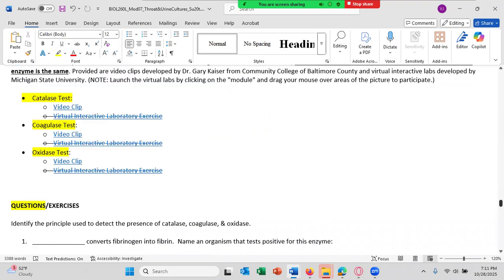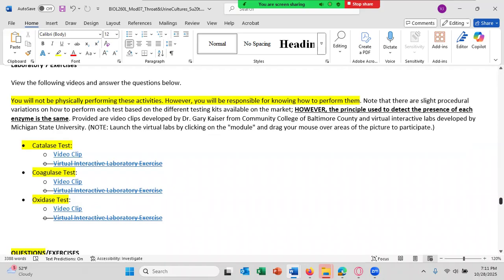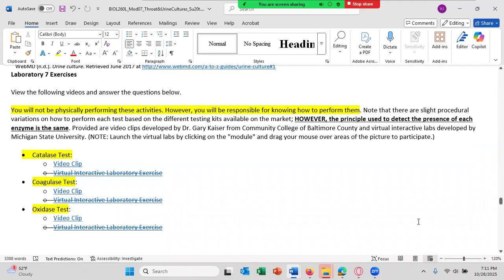We're going to be doing an online class, so there's not a whole lot to do, but you will not be physically performing any of these activities, but you will be responsible for knowing how to perform them and interpret them. We have a little video on the catalase test, so watch that video. We have a little video on the coagulase test, so watch that video. And we have a little video on the oxidase test right here.